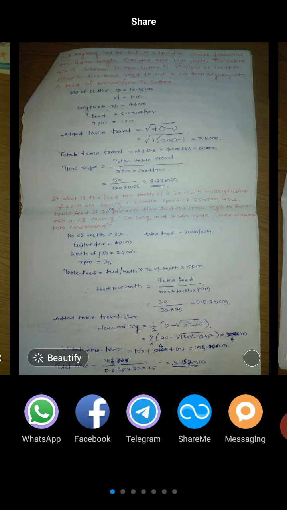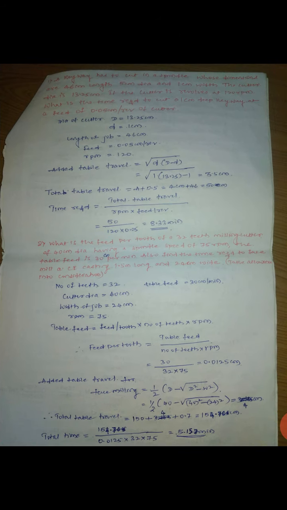Then number of teeth equals 32. Cutter diameter is 40. Width of the job is 24 centimeter. RPM is 75. Table feed is 30 centimeter per minute. Then table feed equals feed per tooth into number of teeth into RPM. So feed per tooth equals table feed divided by number of teeth into RPM, that is 0.0125, and added table travel will be taken as half into (D minus the root of D squared minus W squared).